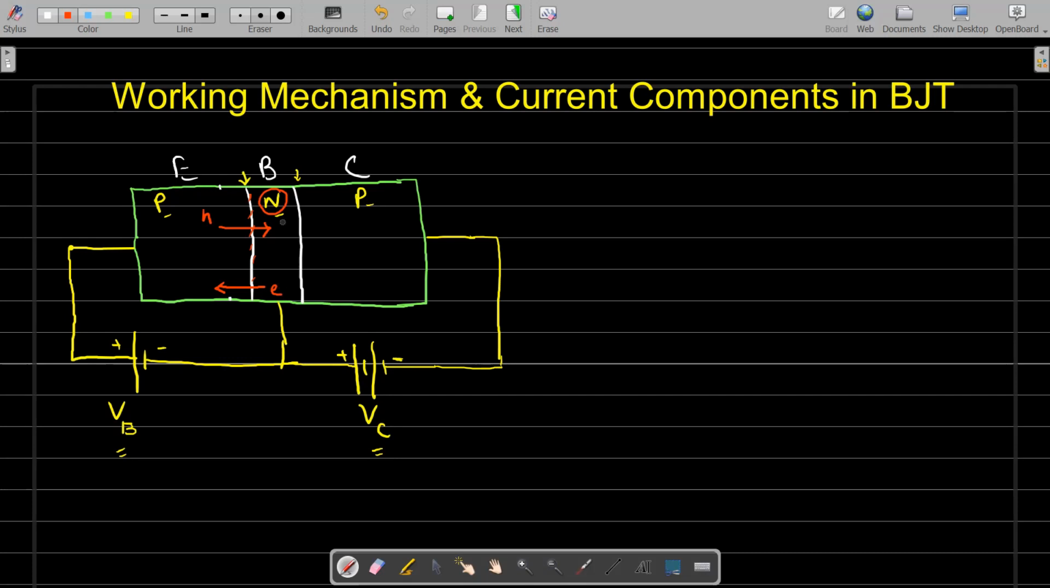Now if we take a look at the current components, when the holes are moving from emitter to base, of course there will be some current due to the movement of holes. That current I'm naming IPE. So IPE is the hole current in the emitter side, where E stands for emitter. Similarly, the electrons are moving from base to emitter side, so the current direction will be just opposite. If we draw the current component, this one will be INE. So INE is the electron current.